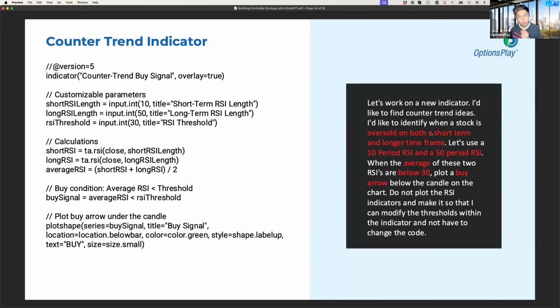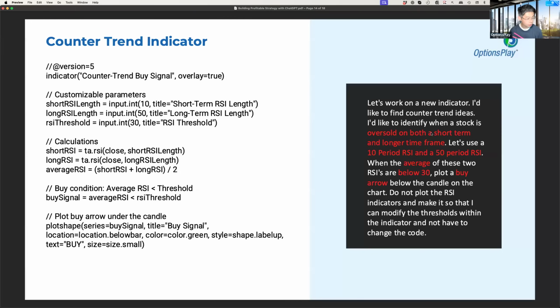And I'm looking at the average of the RSI on these two timeframes. The average across these two timeframes has to be below the oversold territory, which is 30 on RSI. And if that happens, plot a buy arrow. I have found that this is one of the most successful counter trend strategies that I've been able to find. And trust me, I have tested a lot of different counter trend trading strategies. This is the one that works the best from all of my testing.